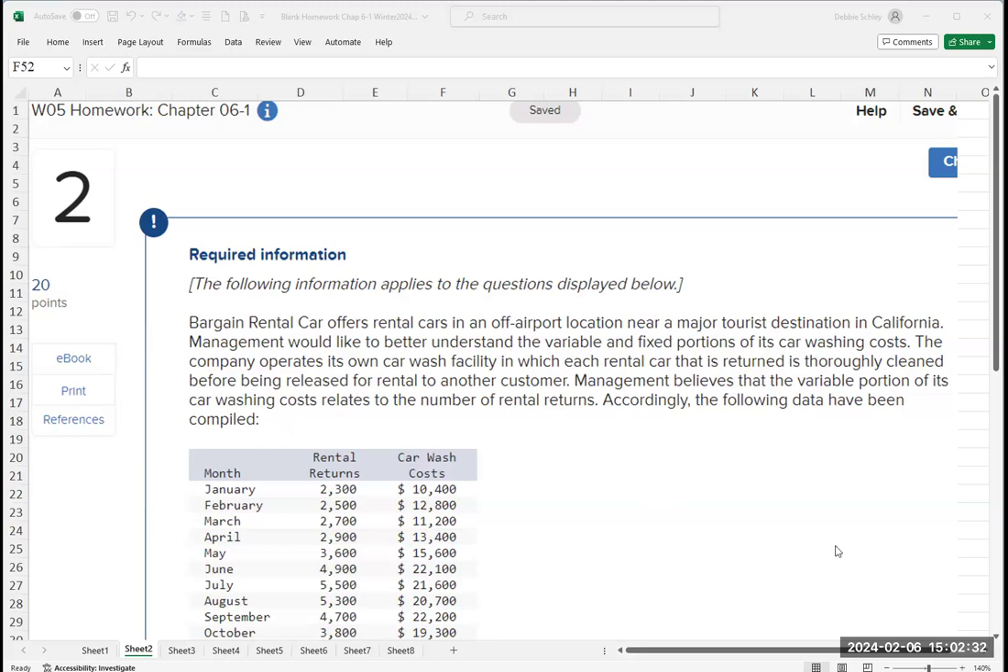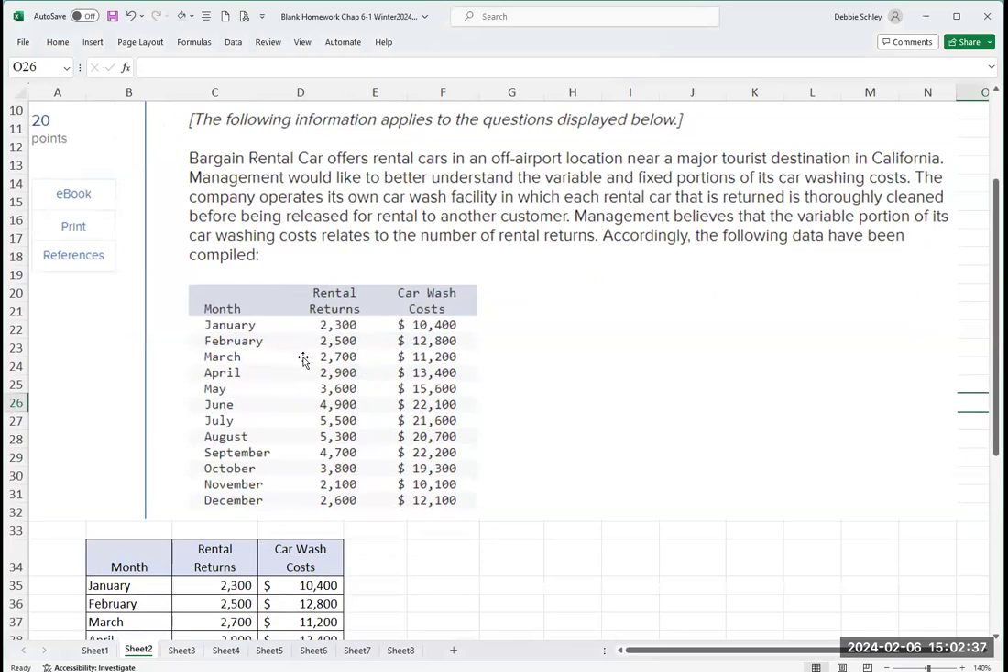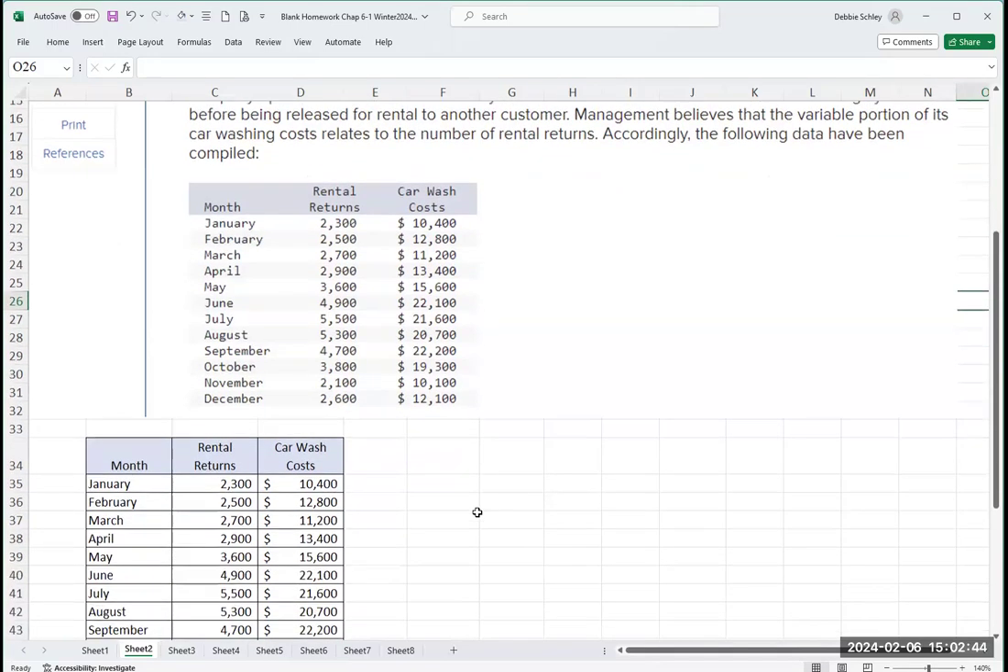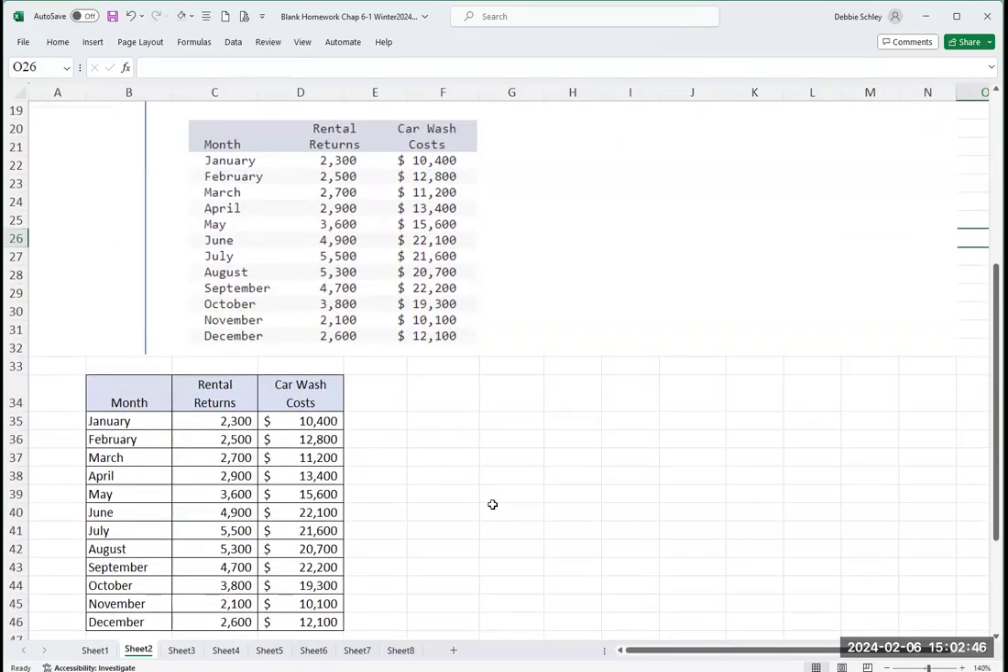So we have this list of information. We have the months, we have the rental returns, and we have the car wash cost. So the first thing you are going to want to do to get this to work is you've got to create that chart in an Excel document, and input or copy over all of this data. So once you've got that copied over, you're going to highlight the numbers like that.